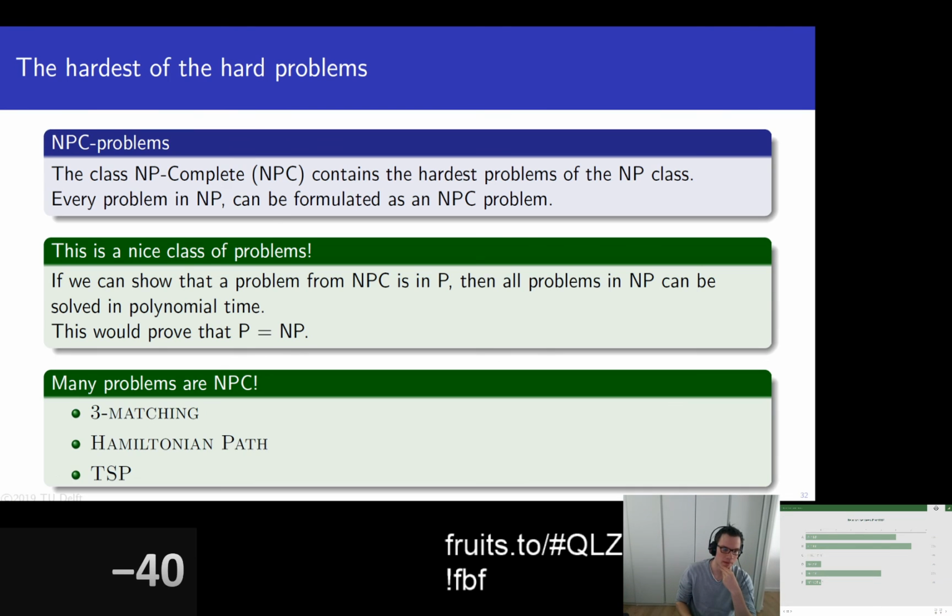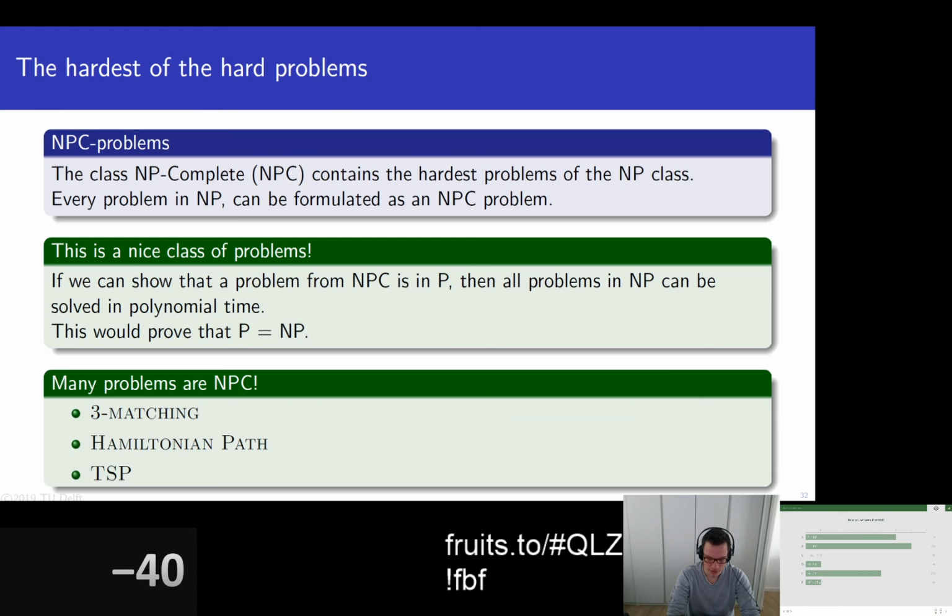And there are many problems in NP-complete. TSP, Hamiltonian path, ordering people so that they are only behind and in front of someone who they interacted with. Free matching and all kinds of other problems are all NP-complete, amongst the hardest of the hard problems.